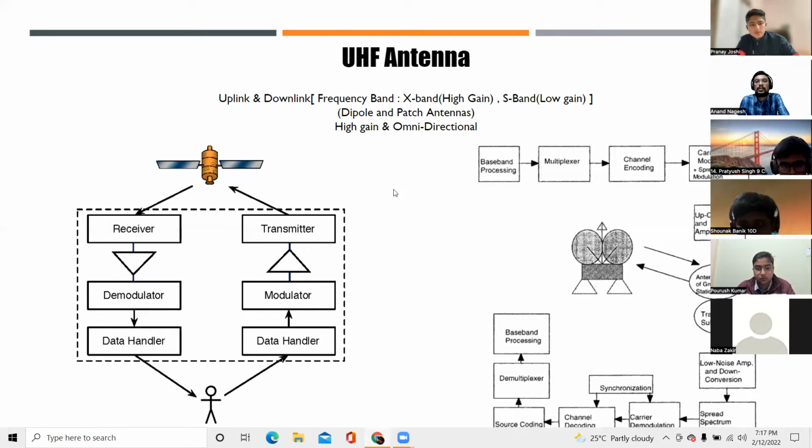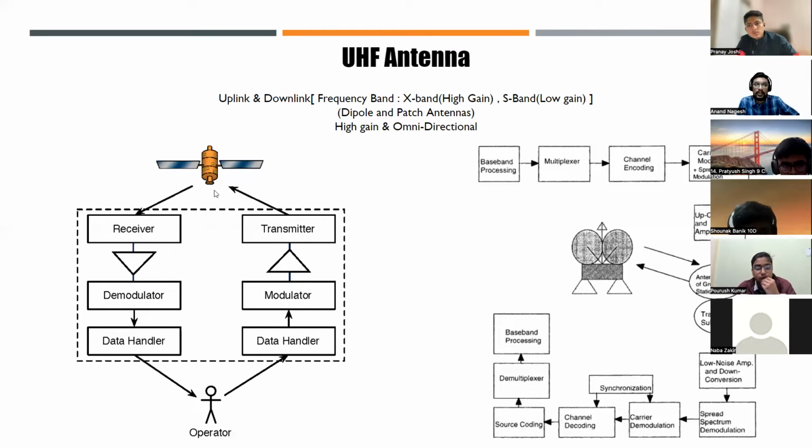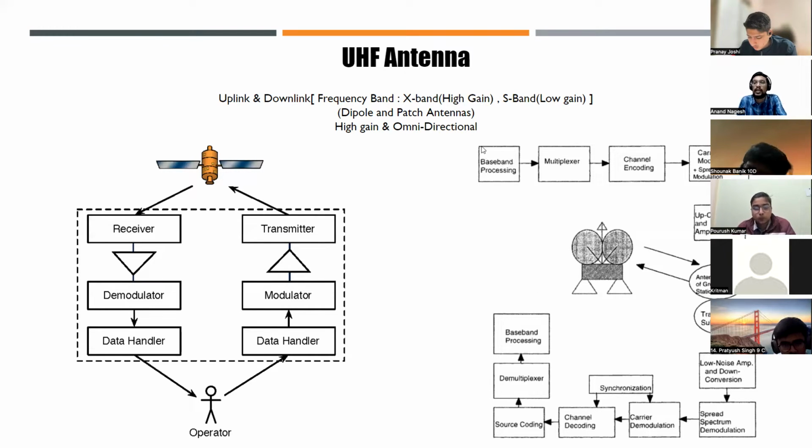Okay. So the UHF antenna, which is an ultra high frequency antenna, this is how the satellite would work with a UHF antenna. There would be a receiver part of the satellite and a transmitter part. The transmitter would be receiving anything sent from the operator from the ground station. If it is in the data handling part, the data is handled here, the signal is modulated and then transmitted through a ground station. In the receiver part, the satellite receives the information, demodulates it, and again sends its data to the operator using a ground station. This is how processing of any signal happens in a satellite.